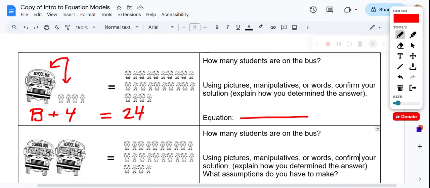So how many students are on the bus is the question. This bus plus 4 more students equal 24 total students. So what number plus 4 is 24? The bus must have 20 students in there, because if there are 20 students on the bus plus these 4 students standing on the outside, that's 20 plus 4, that's 24 total students. So there are 24 total students on the bus.